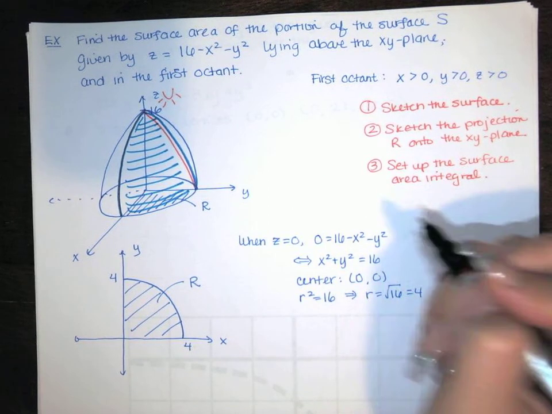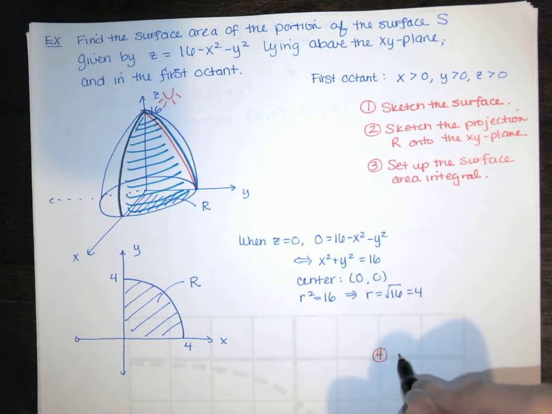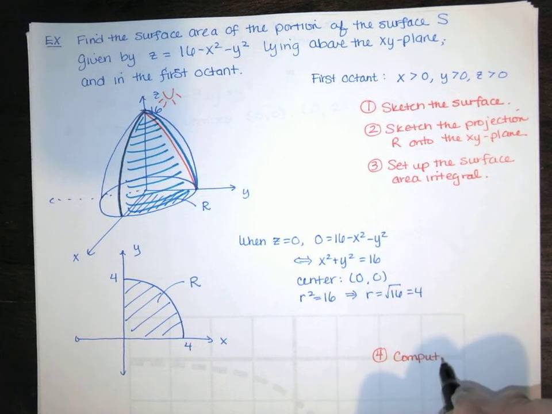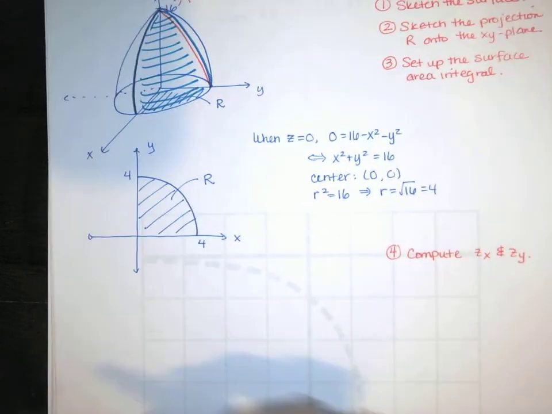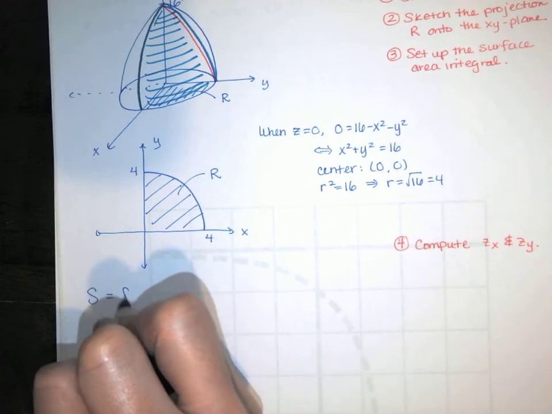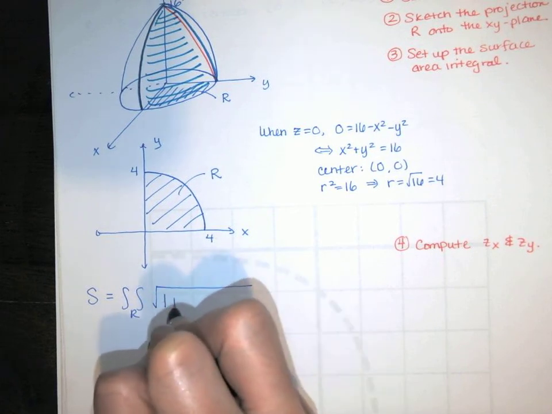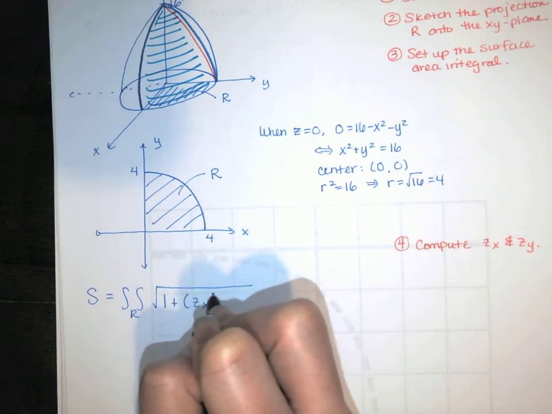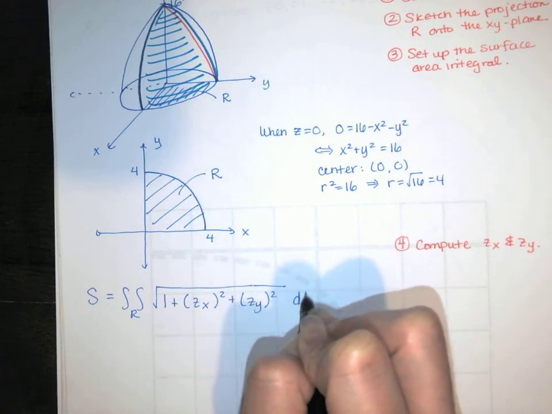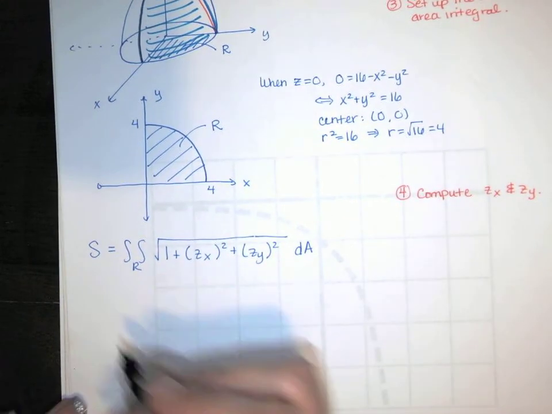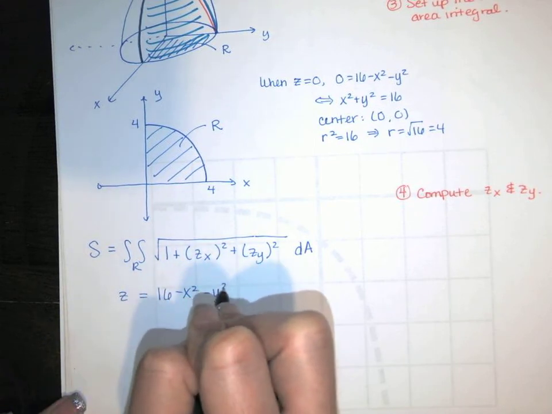And that requires finding the partials of z with respect to x and y. So remember, our surface area is the double integral over R of the square root of 1 plus the partial of z with respect to x squared plus the partial of z with respect to y squared dA. And z was 16 minus x squared minus y squared.